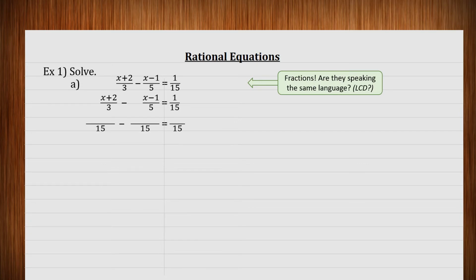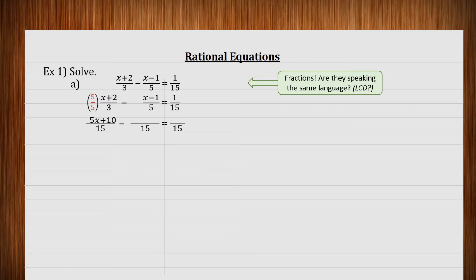Now let's go back and rewrite each fraction with this LCD. The first fraction, notice, has a denominator of 3, but I need it to be a 15. So what must we multiply by? We must multiply by 5 over 5. Now that means you are multiplying the numerator x plus 2 by the value of 5, which means you will need to distribute, which gives you 5x plus 10.